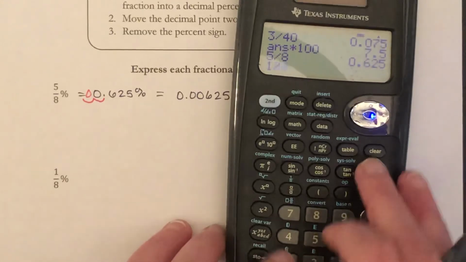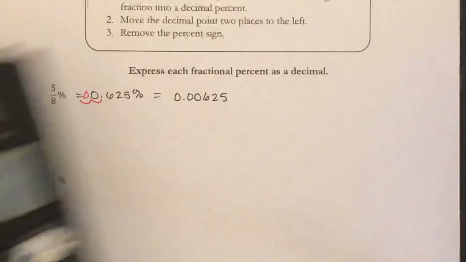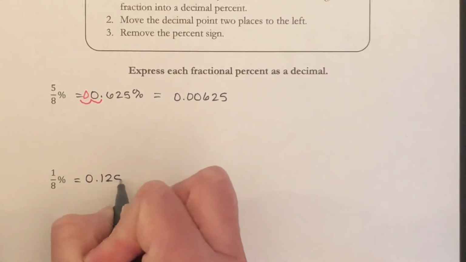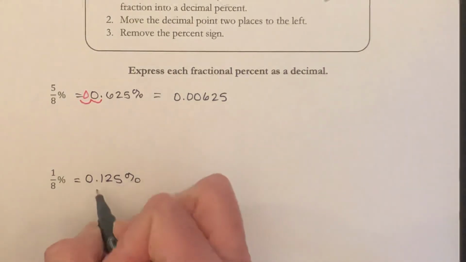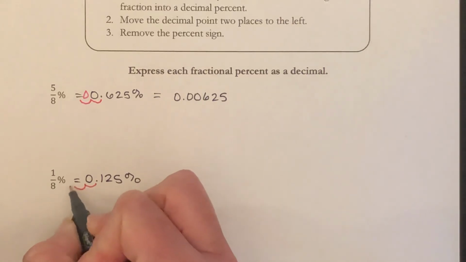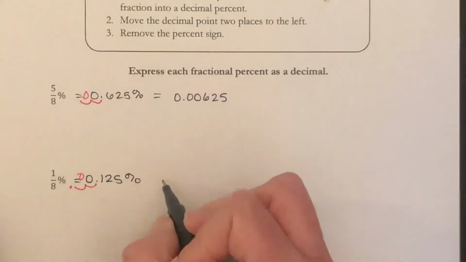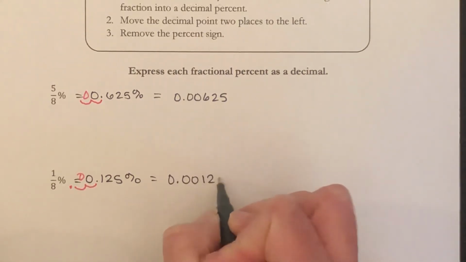So divide 1 by 8 to convert it to a decimal, and it's 0.125. Again, still a percent. Now we need to move our decimal place 2 places to the left. So 1, 2, fill in the 0. So we have 0.00125.